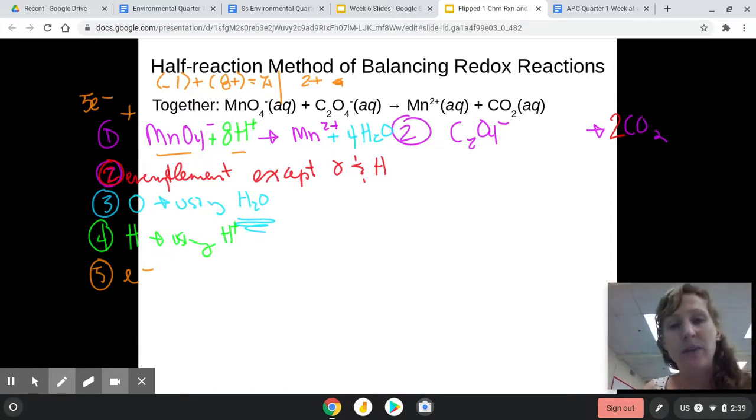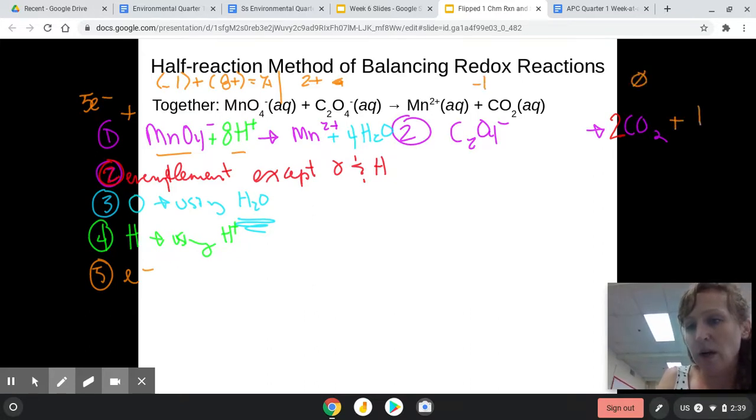Now let's do the same thing with the carbons. This side is a -1. This side is a 0. So I'm going to need 1 electron on this side so that I have a -1 and a -1.